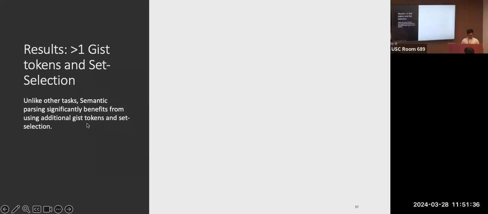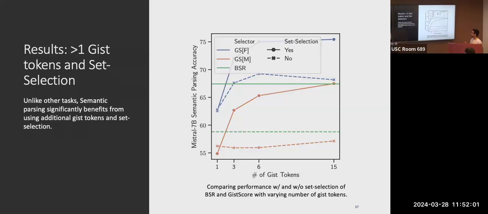And then, okay, so these are results for semantic parsing. We found that unlike most other data sets, just one GIST token was enough. They didn't require more than one. It was enough to encode the right information. But for semantic parsing, because there is information like different phrases that map to different functions, we found that we needed more than one token and also set selection. So that is what this plot shows.